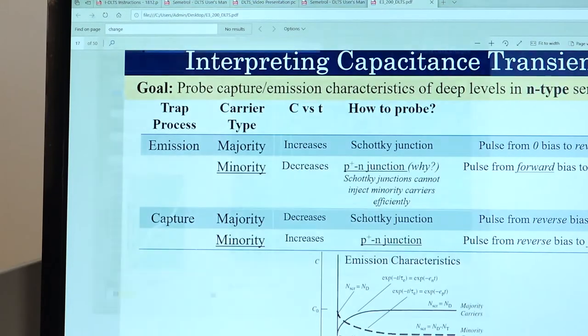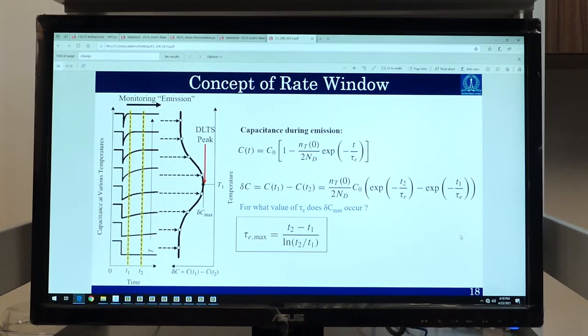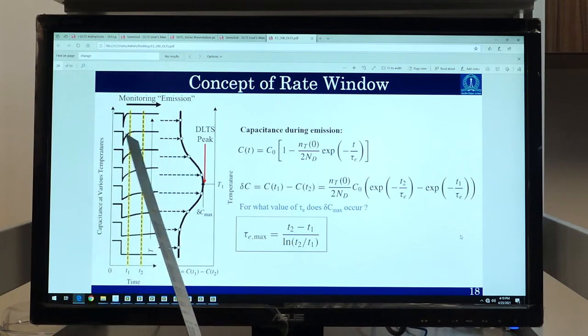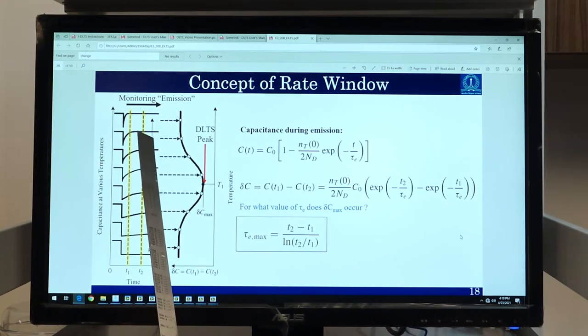Before we go for further analysis, let us discuss what a rate window is. So now that we saw the temperature and time dependence of the capacitance transients, before moving on to the further analysis, we'll try to understand what a rate window is. The concept of rate window is central to this DLTS analysis. From a trap that we are trying to probe, we would expect capacitance transient to be temperature sensitive, because the emission rate from these deep traps is a strong function of temperature.